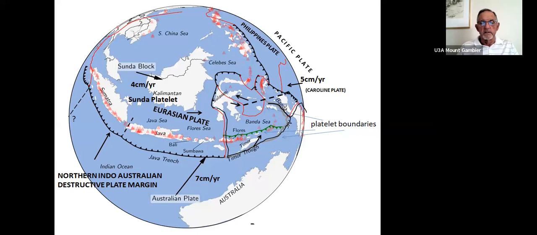The Caroline plate moving at 50 millimetres per year. That's 50 kilometres every million years. It's quite significant. That effect has to be taken up in these volcanic arcs by some form of deformation.